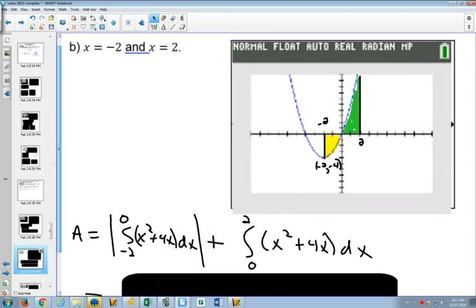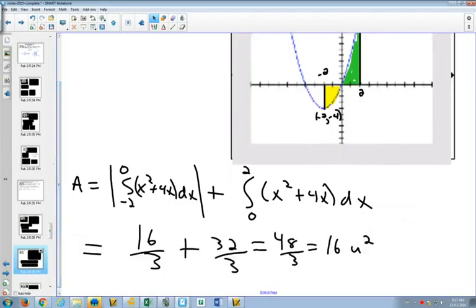Now we already did that first part, so we knew it was 16 over 3. And this area from 0 to 2, if you worked it all out and plugged it in, you'd get 32 over 3. So you're going to get a final area of 48 over 3.